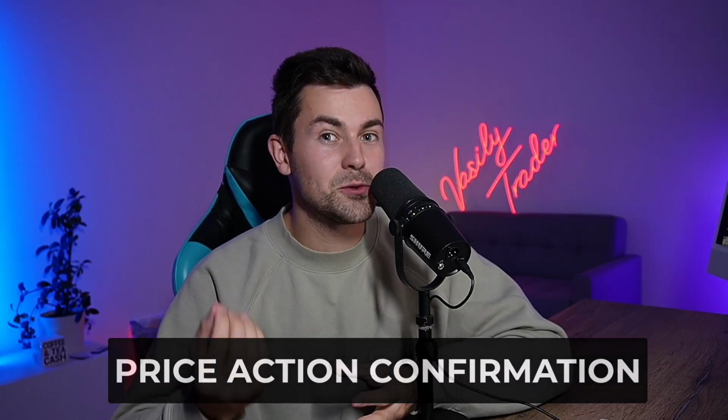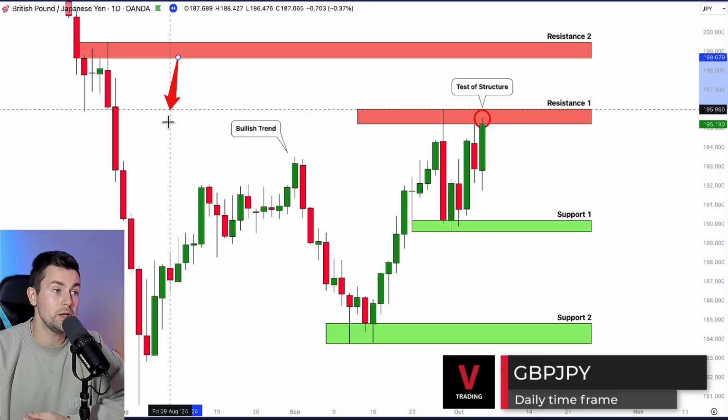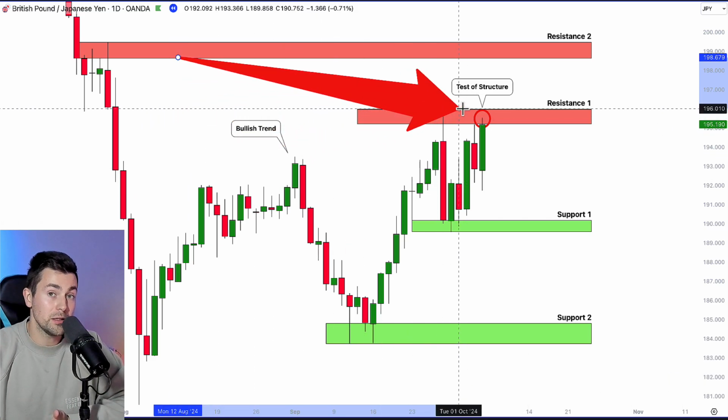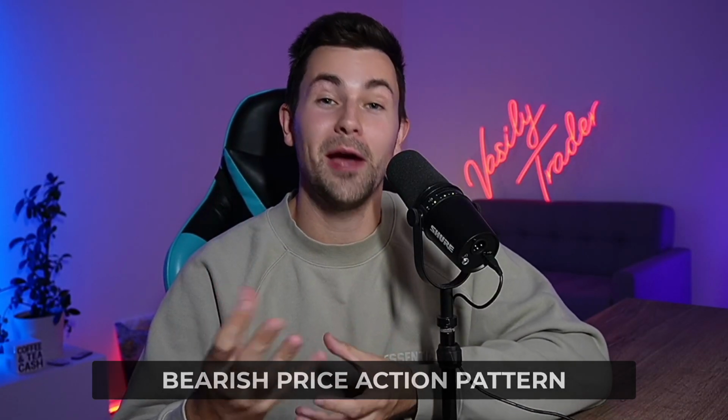For my day trading strategy, I prefer price action based confirmation. Look at the pound yen pair on a daily time frame. The pair is trading in a bullish trend, and at the moment we see a test of a significant daily horizontal resistance. After a test of a daily resistance, I will look for a bearish price action pattern on an hourly and 30 minutes time frames.